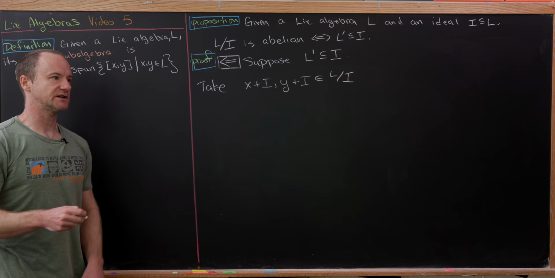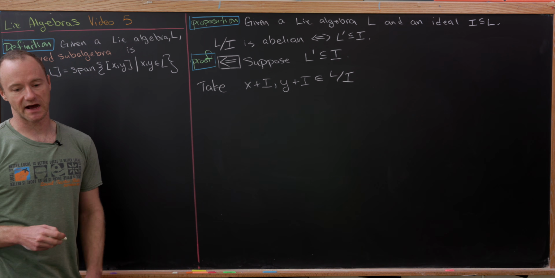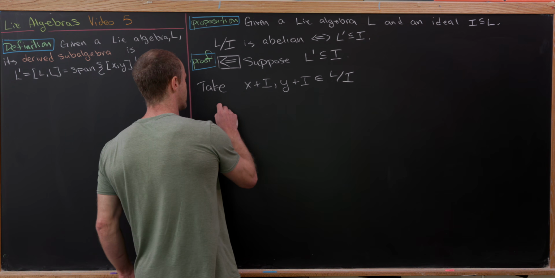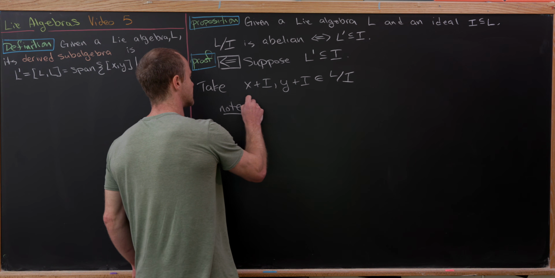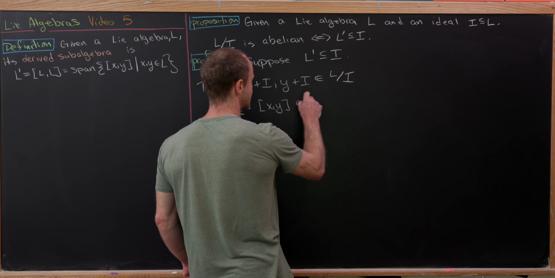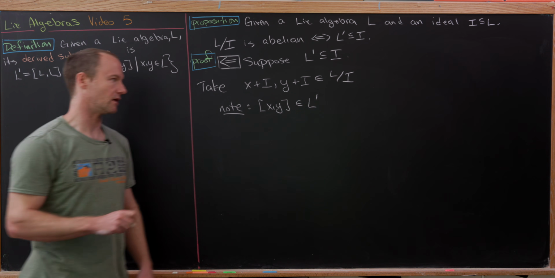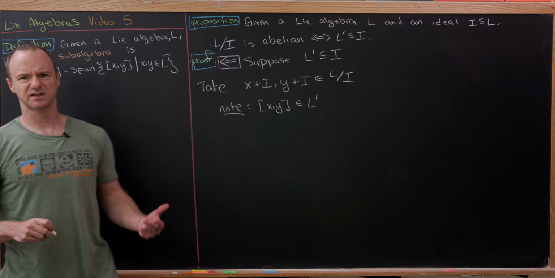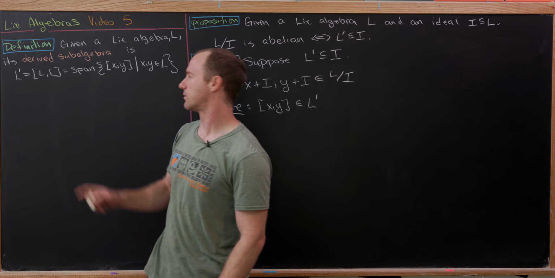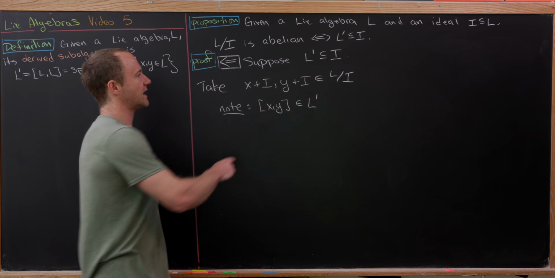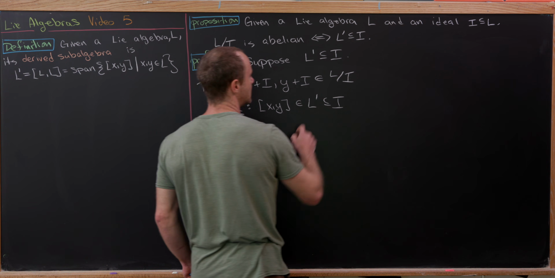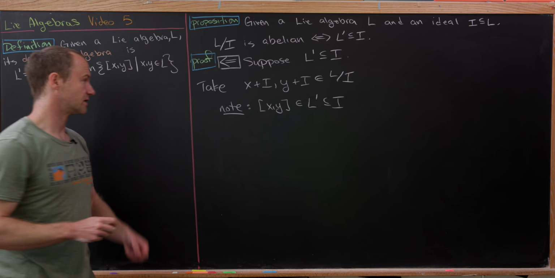Their bracket being 0 would imply that L mod I is abelian. Okay, so let's do that. But in order to do that, let's notice the following. Let's notice that the bracket of x with y is definitely inside of L prime. That's just really a quick follow from the definition of L prime over here. But L prime is a subset of I, just by our assumption.